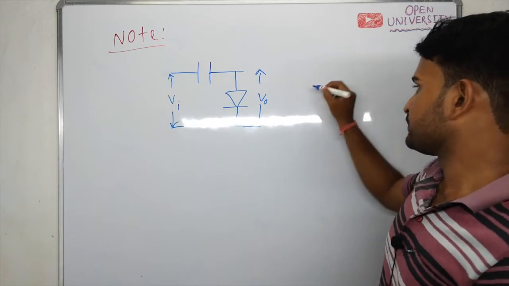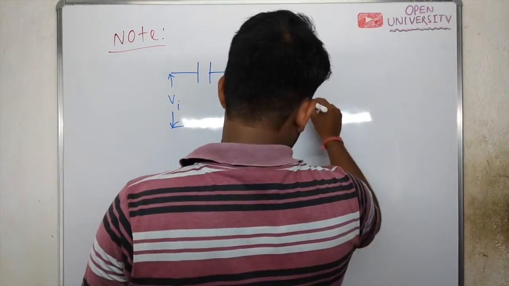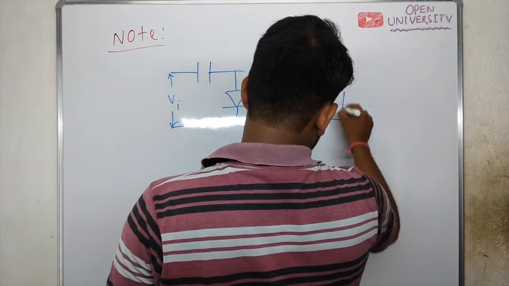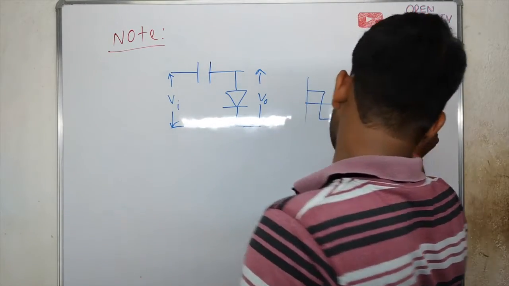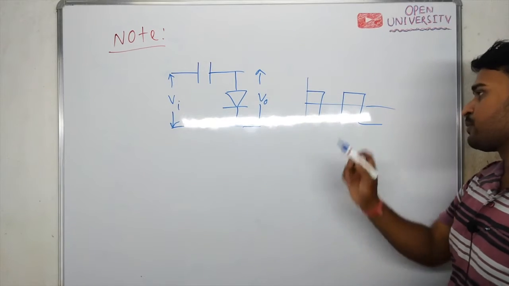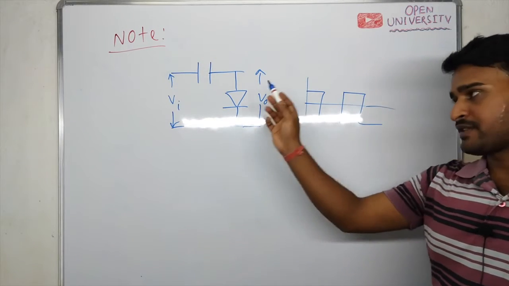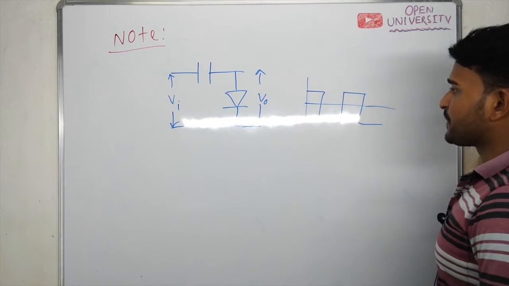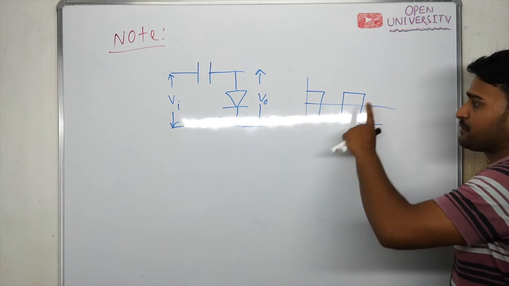If your input is a square wave signal like this, once the capacitor charges up to the maximum value of input voltage, it will remain fixed. The voltage across the capacitor will remain fixed irrespective of input being positive or negative.